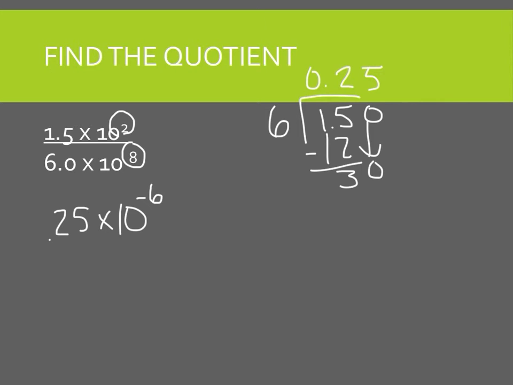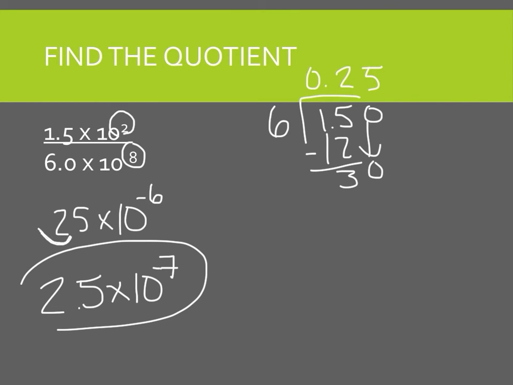Here's the one trick. Remember, my first number has to be greater than or equal to 1, so I need to move it over one more, which makes 2.5 times 10. I move that decimal to the right, so I actually become negative 7. So that's that one. That's how it all works.